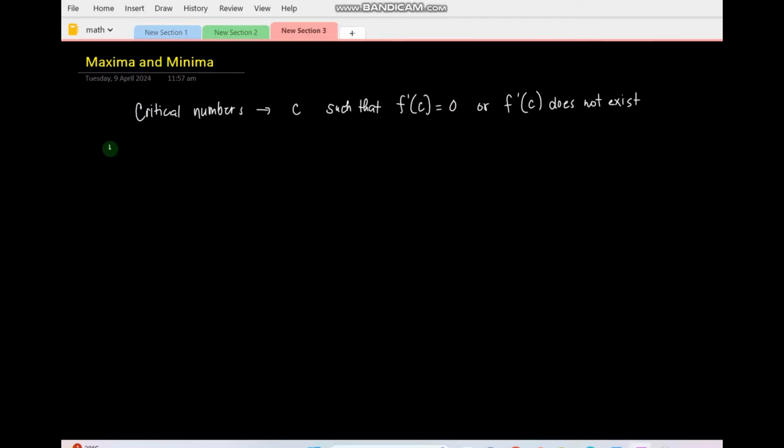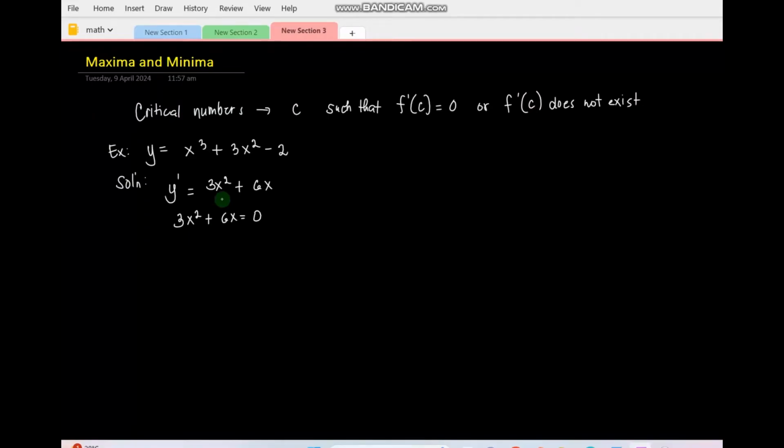So if we have the function y equals x cubed plus 3x squared minus 2. How are we going to find the critical number or numbers for this one? So what we're going to do here is first, we get the first derivative. So y prime equals, the derivative of x cubed is 3x squared and the derivative of 3x squared is 6x, then minus 2, so that is 0. After that, we equate the derivative to 0. So 3x squared plus 6x equals 0.